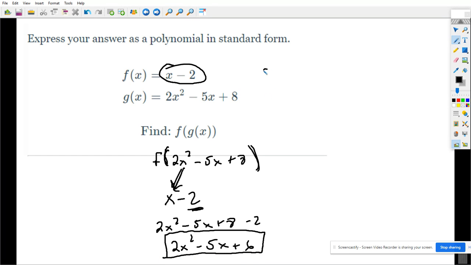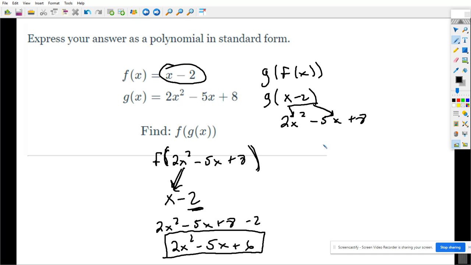I also could be asked to do this. This is a little bit harder of a problem, but I want to write it out. So this would be g of, what's f of x? x minus 2. So now I'm going to deal with g, which is 2x squared minus 5x plus 8. I'm actually going to plug this in for every single x. So look at the algebra I have to do here. 2, what am I plugging in for x? An x minus 2. I've got to put the squared. Minus 5, what am I plugging in for x? An x minus 2, plus 8.